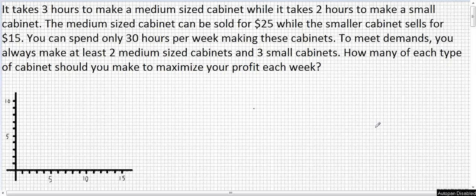Though there are infinitely many points in this region, we only have to check the coordinates of the vertices to find either our minimum or maximum. Let's take a look at an example.